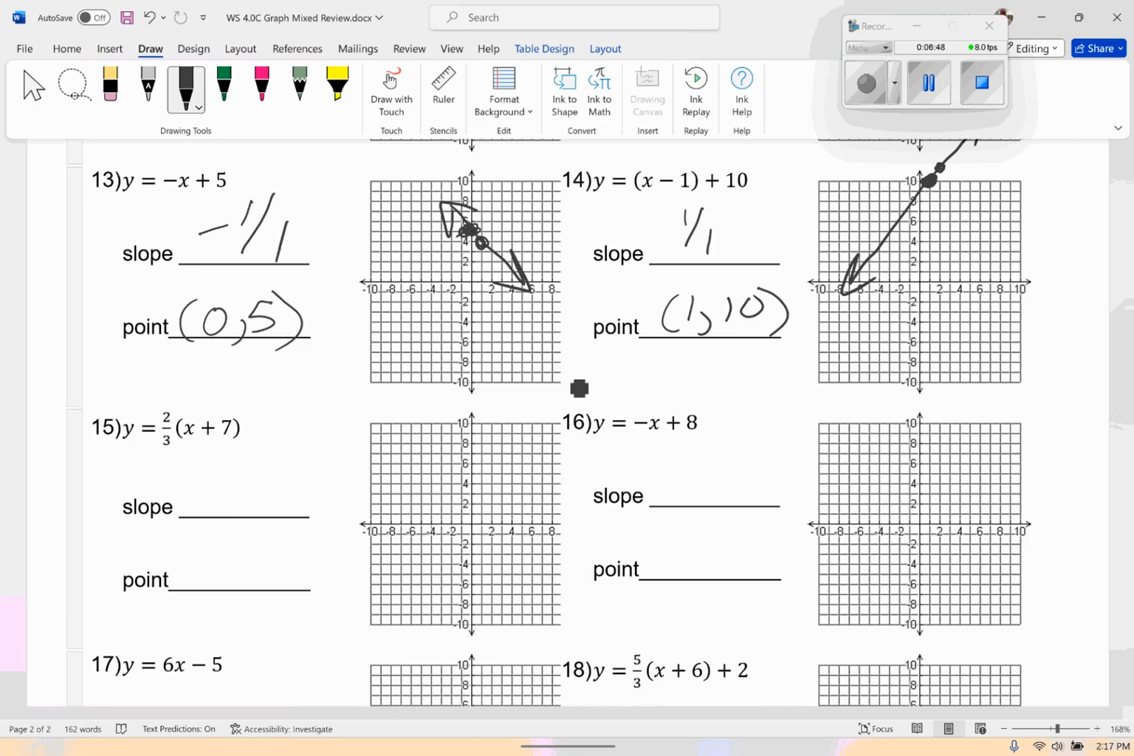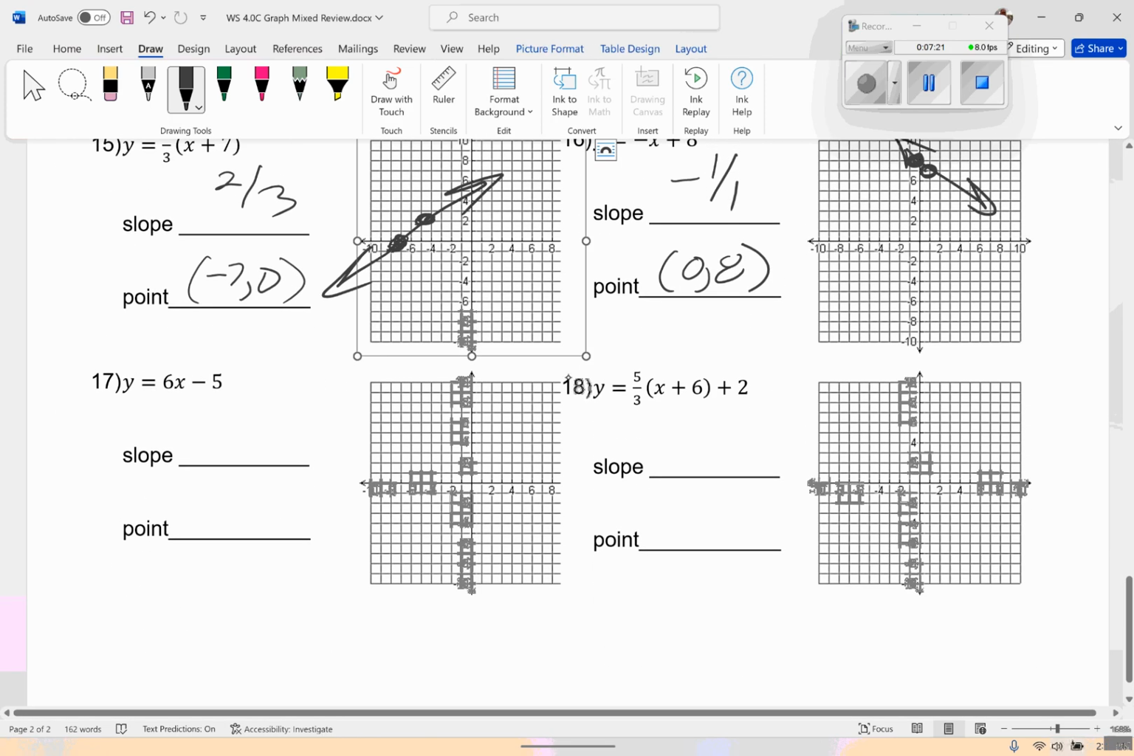All right, it's in parentheses. It comes out. Negative 7, 0. Slope is 2 over 3. Up 2, right 3. There it goes. What's my point on number 16? (0, 8). What's my slope? Negative 1 over 1. Down 1, right 1. Okay? Now number 17. What's my point?